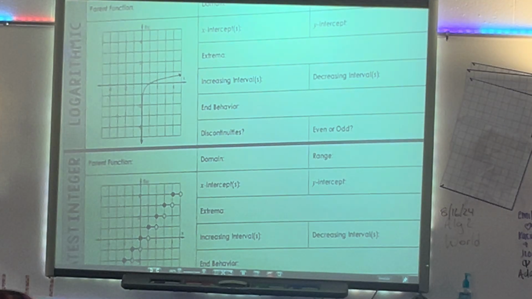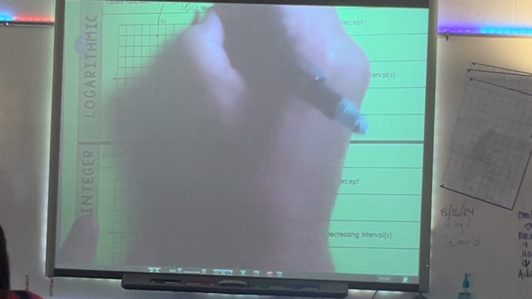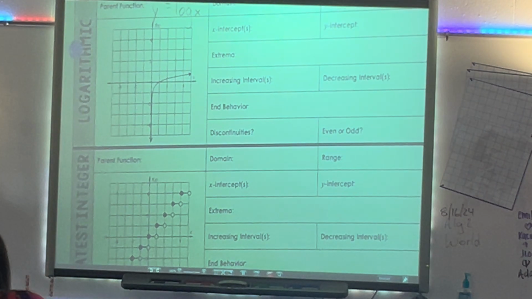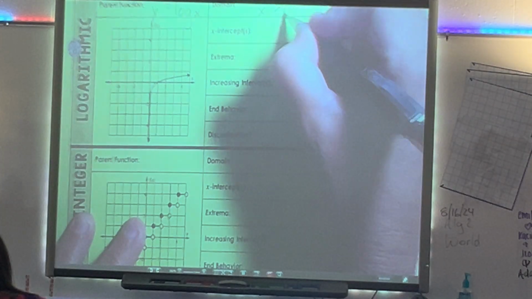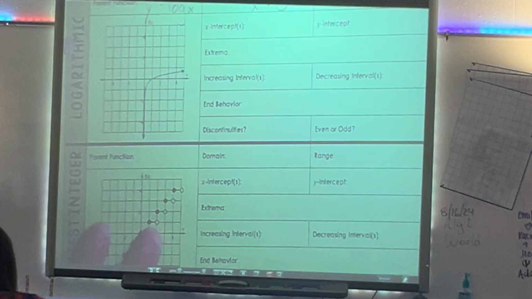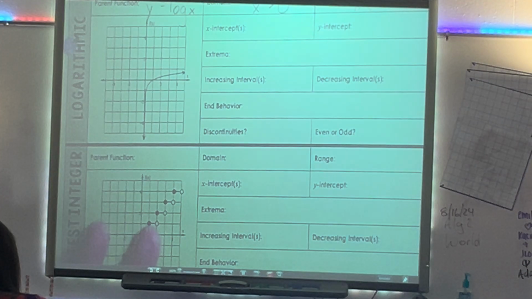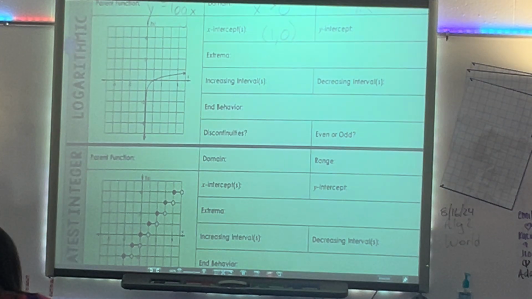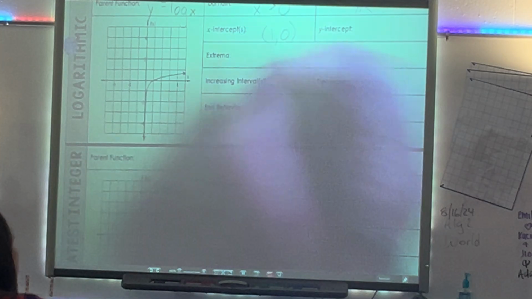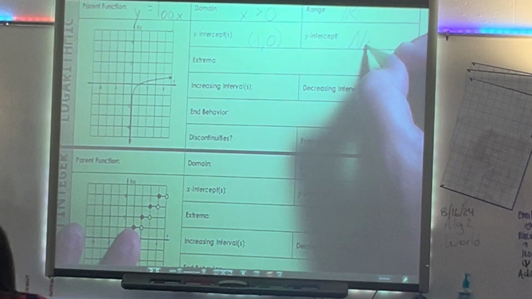The logarithmic function you have seen, y is equal to the log of x. We didn't do much with it, but you did see it last year a little bit. So here, x is greater than 0, and our range is all reals. The x-intercept is (1, 0). Remember, this is like the inverse of the exponential. It's flipped across the line y equals x. The y-intercept is none.